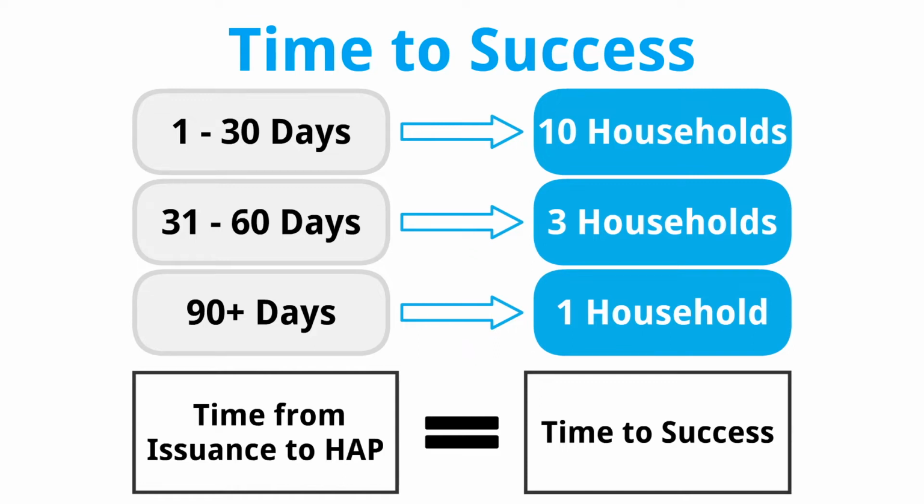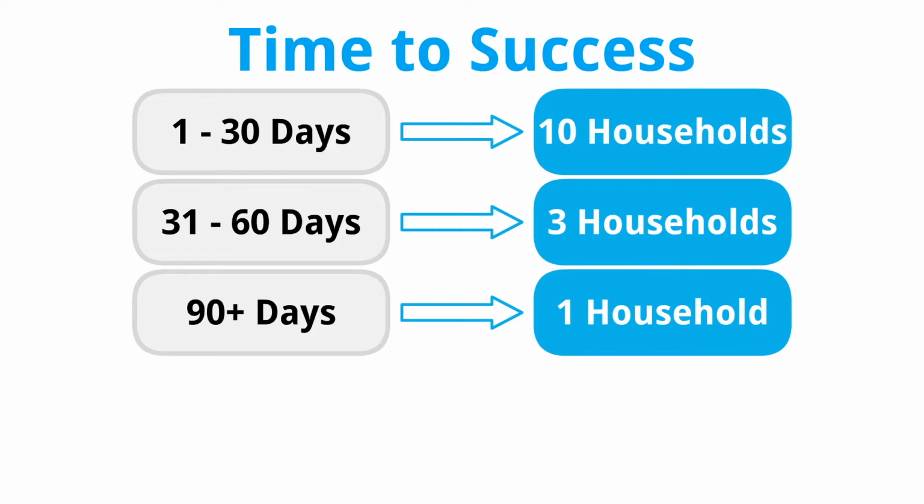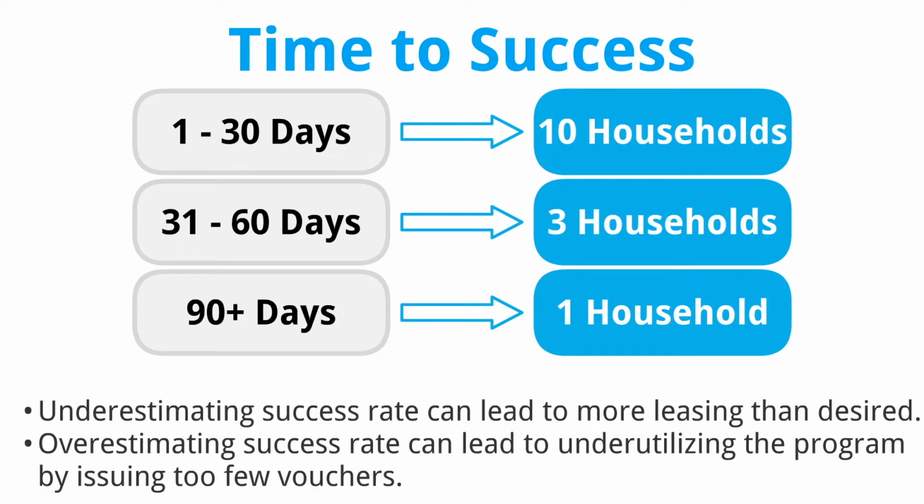The process of projecting utilization and planning issuance levels relies on PHAs regularly reviewing the data to update the actual success rate and time to success. Underestimating success rate can lead to more leasing than desired, and overestimating can lead to underutilizing the program by issuing too few vouchers.